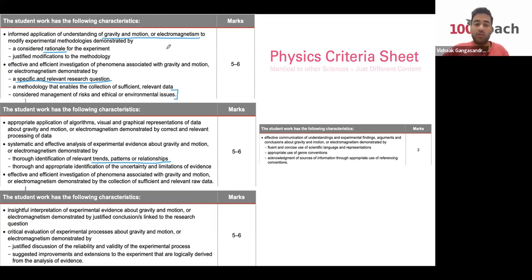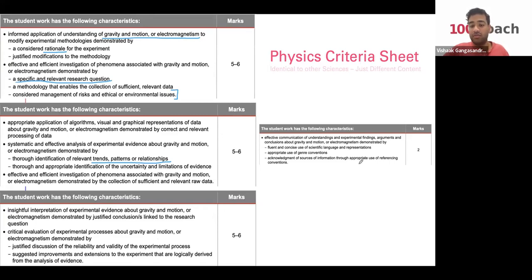They're genuinely interchangeable with each other. Relationships, I feel, is more targeted towards gradients of lines, right? So if you have a straight line, relationship would be like your gradient, but trends and relationships are pretty much interchangeable. And then your critical evaluation of experimental processes demonstrated by discussion of the reliability and validity of the experimental process and improvements and extensions. Okay, pretty straightforward.